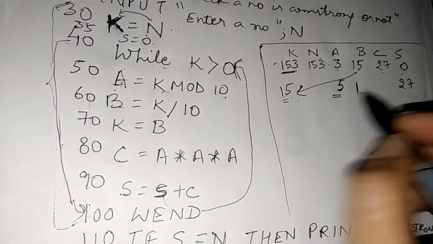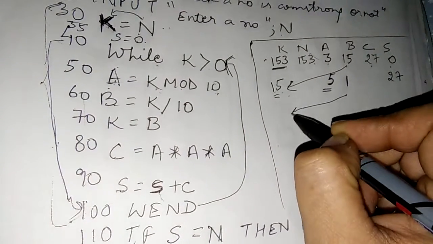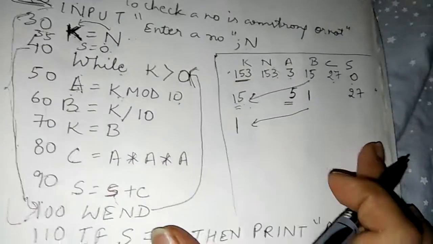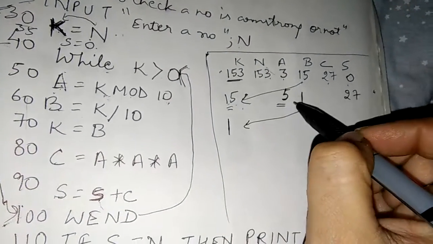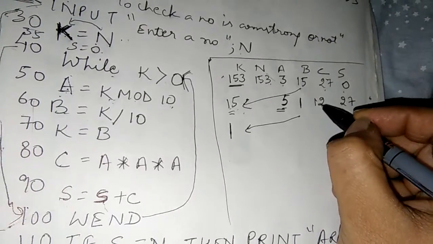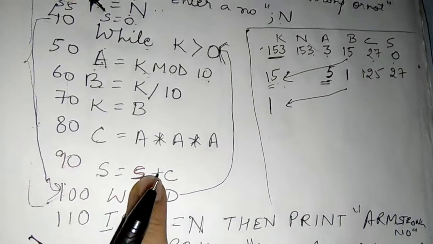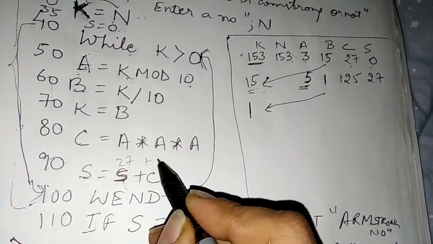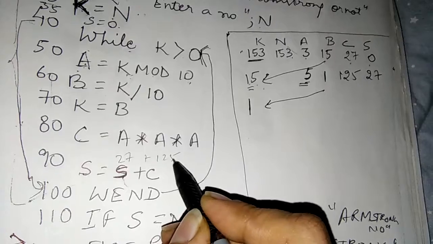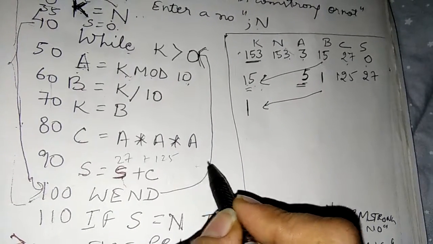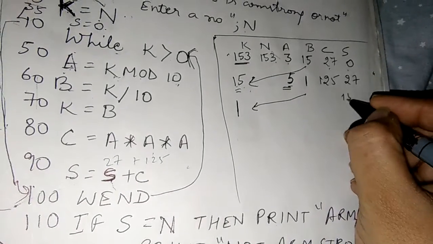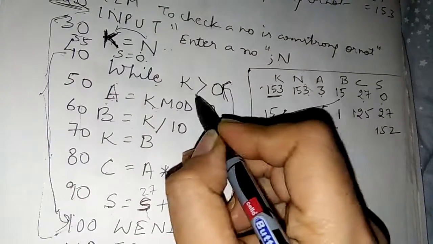Now see, k will be changed. Now k is 1, again reduced. C is the cube of a; a is 5, cube of a is 125. Sum is s plus c. Now s was 27 and now 125. What is the result? 152. Again it will go back and check k is greater than 0.